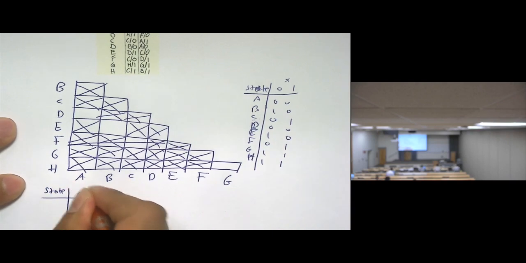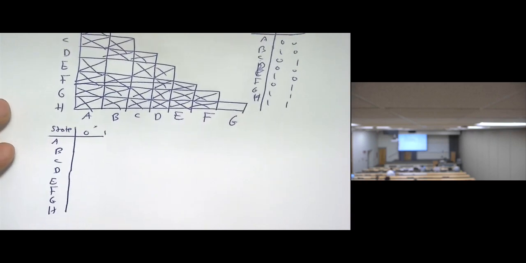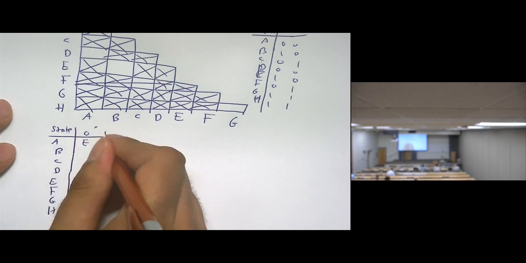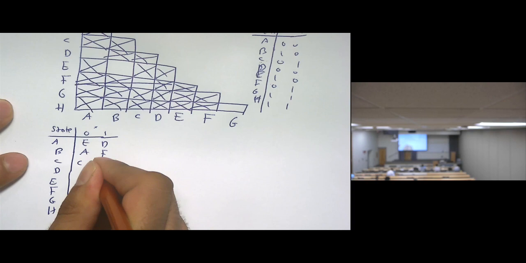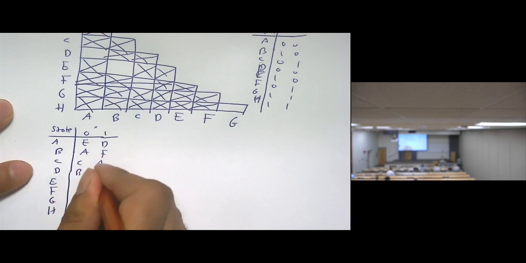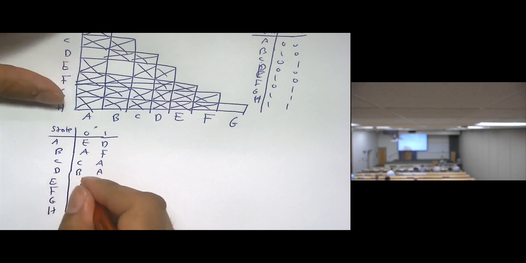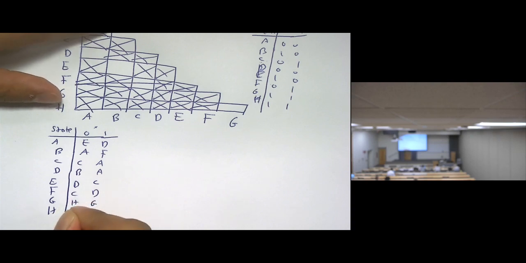with the states. So here is A, B, C, D, E, F, G, H. Then at input 0, for state A, I'm going to copy from the table AF, CA, BA, CA, BA, DC, then CD, then HG, then CB.